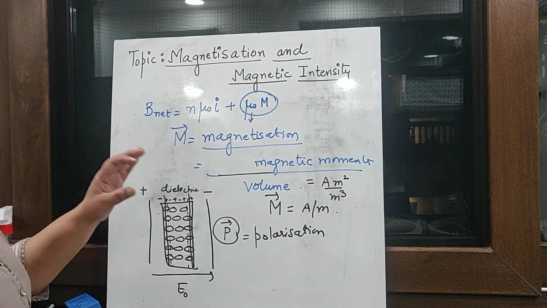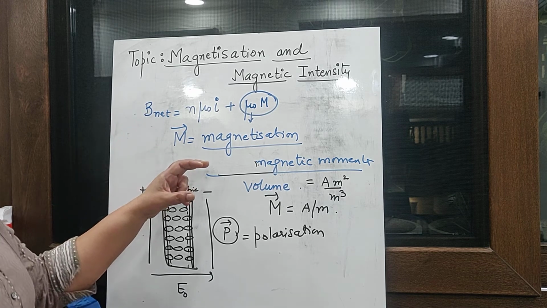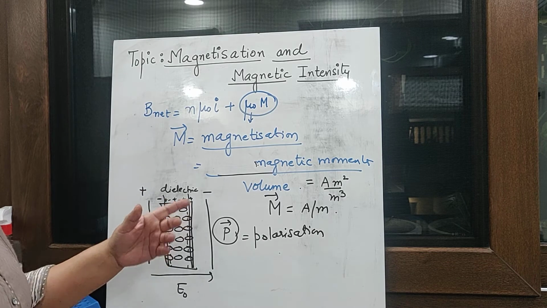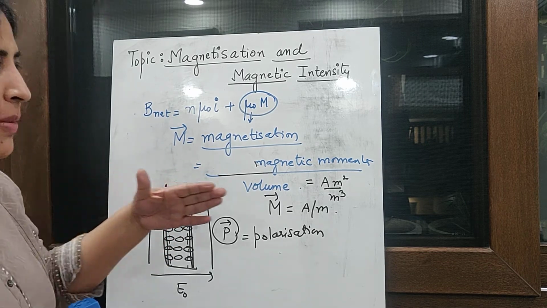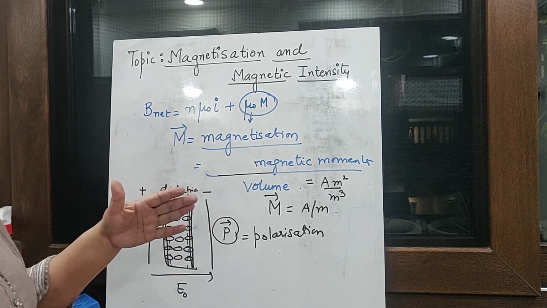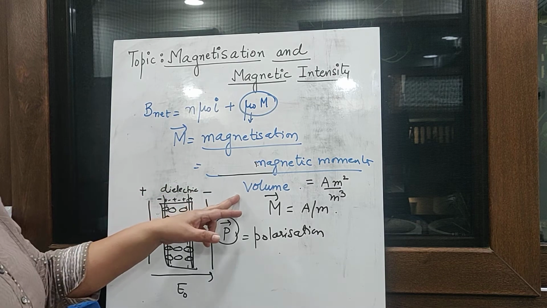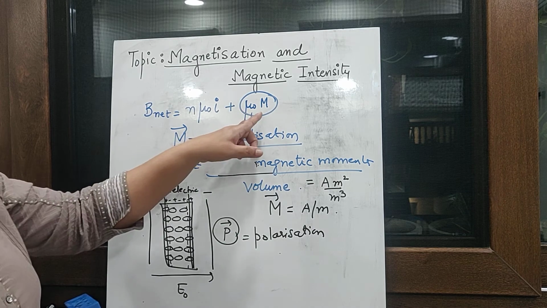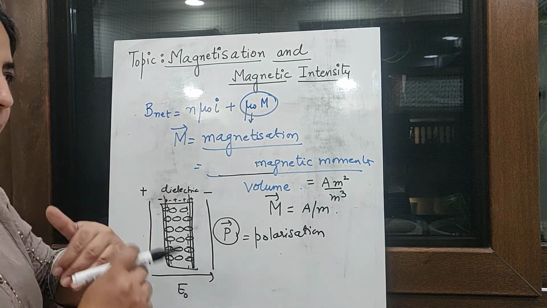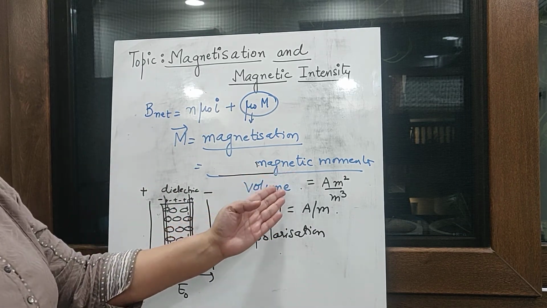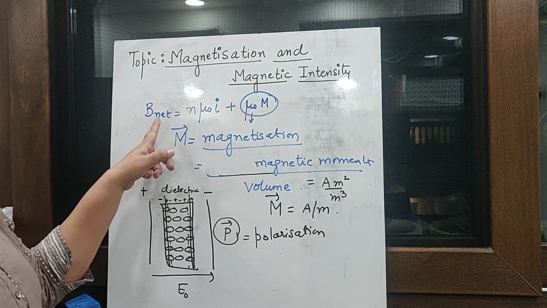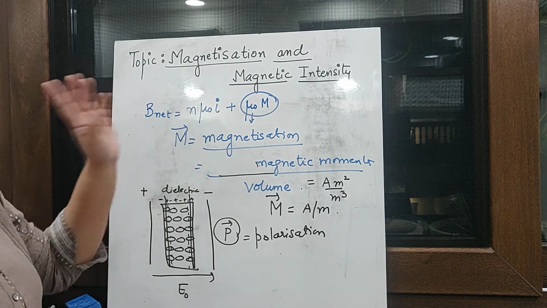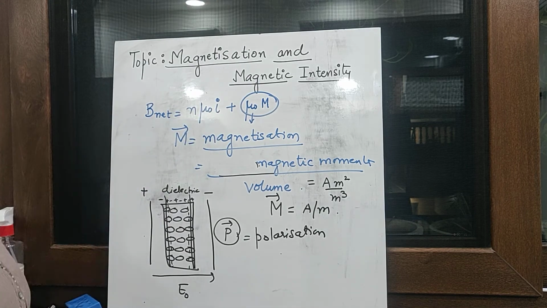So when you place a sample inside this solenoid, how much magnetic moment will be developed in the material inside it per unit volume will make an increase in the net magnetic field inside. If more magnetic moments are developed per unit volume, then this factor will be more and hence B net will be more, because this factor is almost constant. It depends only on the value of current, right?